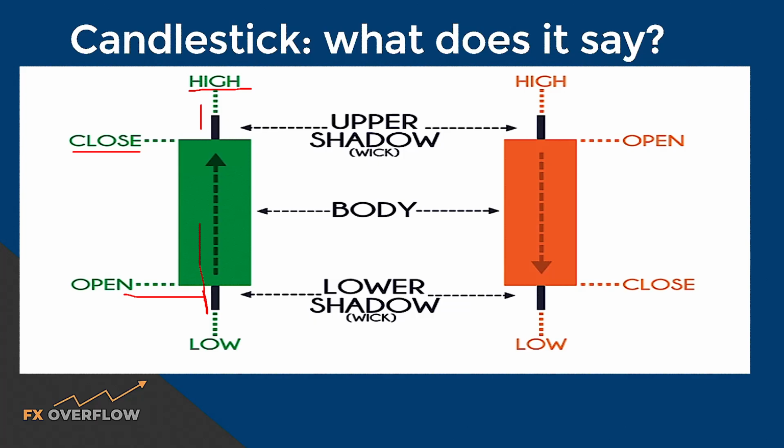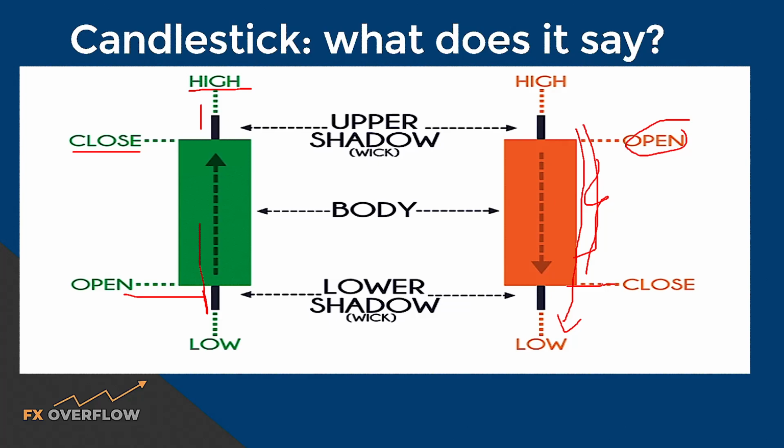Same thing on a red candle. What you see is where it was opened. Red signifies sellers in it, so they are bound to bring the prices down. How deep did sellers try to push the price in the markets, and where did they close?